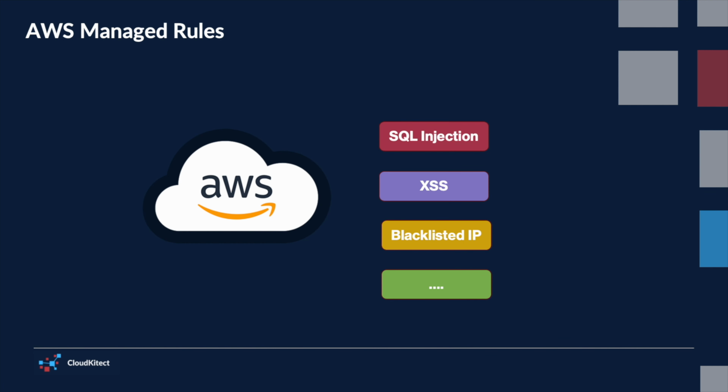AWS Managed Rules for WAF are pre-configured sets of rules curated by AWS security experts to protect web applications from common web threats and vulnerabilities. These rules are designed to simplify the setup and maintenance of security rules on AWS WAF. They are regularly updated by AWS to reflect the latest threat landscape.